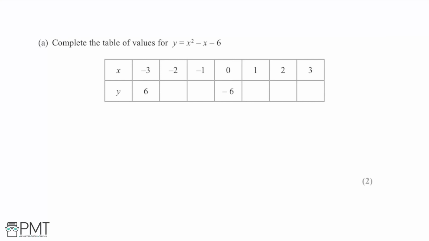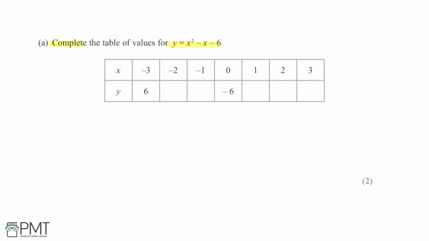So for the first part of this question, we're asked to complete the table of values for y is equal to x squared minus x minus 6. If I have a look at the table, in the first row we have the row of x values, and these x values range from -3 up to +3. And then the second row of the table, we have y values. We have a couple filled in, and we're also missing some y values, so this is what we're going to be looking to calculate.